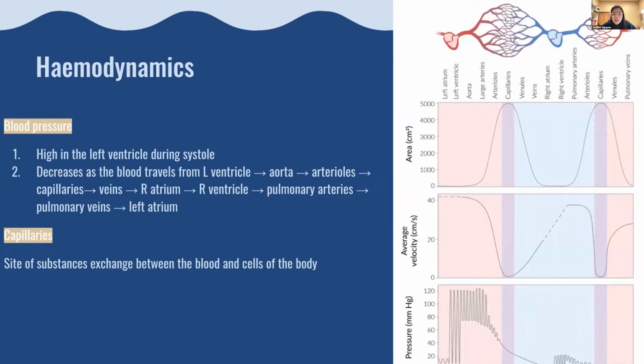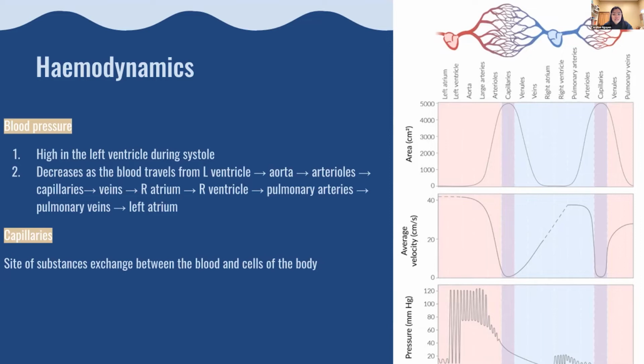Next, hemodynamics. So the diagram on the right looks quite confusing, but it tells us a lot in the bottom one, the pressure. It tells us that the pressure is really low in the left atrium, but highest in the left ventricle. And we know that's because when the muscles in the left ventricle contract, it's pushing the blood out of the left ventricle and into the aorta. And that's where we're going to have the highest blood pressure. That's systolic pressure. So it's highest in the left ventricle during systole.